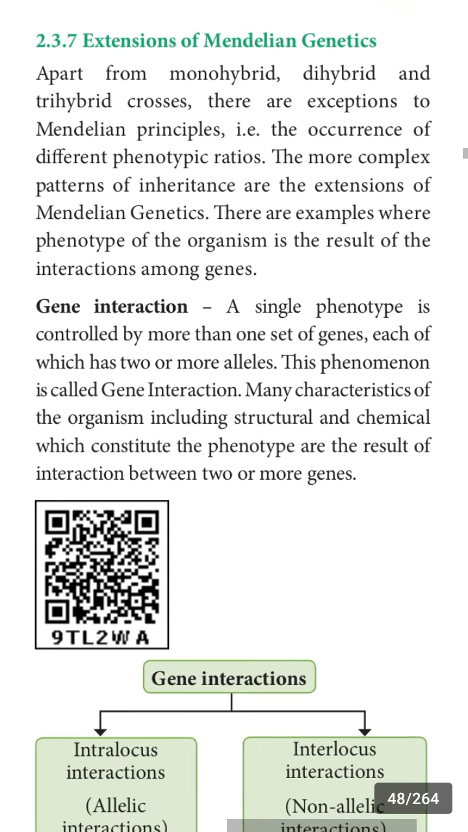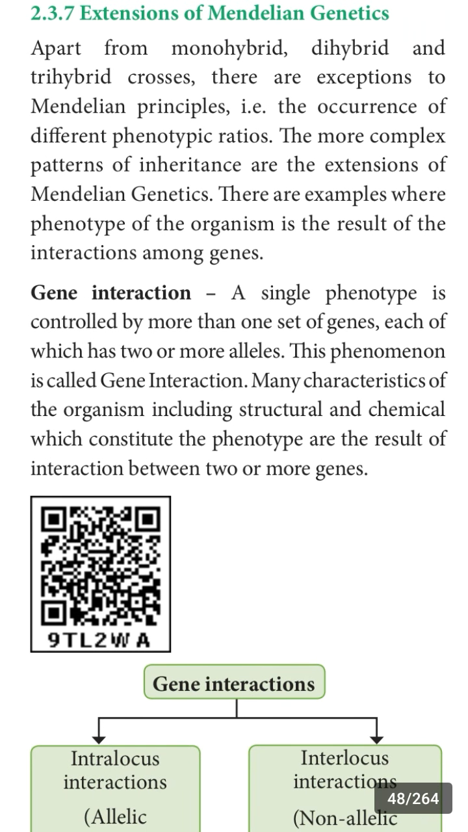A single phenotype is controlled by more than one set of genes. As we have studied, Mendel said one character is controlled by one gene, but other scientists said a single phenotype is controlled by more than one set of genes. Each gene has two or more alleles. Already we have studied that each gene has two or more alternate forms, and these alternate forms we call alleles. So here they said a single phenotype is controlled by more than one set of genes, each of which has two or more alleles. This phenomenon is called gene interaction.